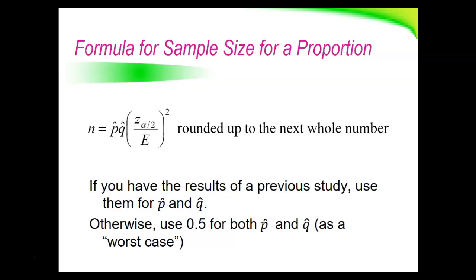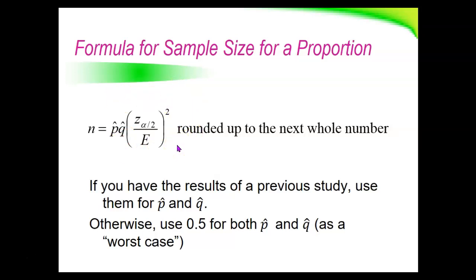So you handle that in one of two ways. One way is maybe you have some idea of what those proportions are based on a previous study. Maybe that previous study is a little bit out of date, and you want to see if the numbers have changed. Maybe that previous study didn't have a big enough sample for the kind of accuracy you want, but you have some information about how big those p hat and q hat are. So if you have that, you would go ahead and use those numbers for p hat and q hat in the formula.